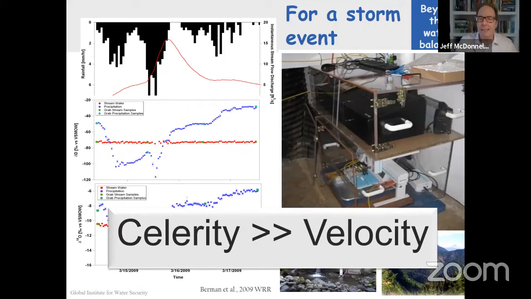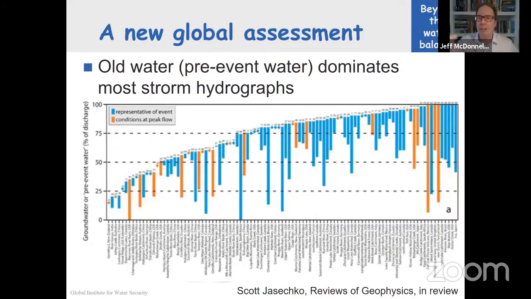Now, there's been a lovely meta-analysis of all the papers that have looked at these kind of ratios of rainfall to old water, or what we call pre-event water to event water. This is now published in Reviews of Geophysics. On the y-axis, this is percent of pre-event water. So zero would be all rainfall, 100 would be all water that existed in the catchment before the rain started falling. And you can see here that more than half of the studies are showing about 80% or more water that existed in the catchment before the rain appearing in the hydrograph. So this is a widespread observation across a multitude of catchments globally.